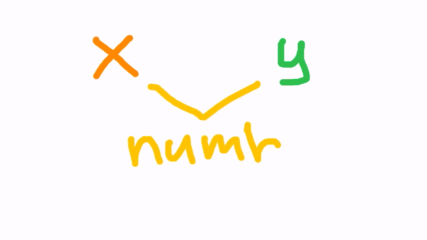So, for example, 7 is a prime number because its only two factors are 1 and itself. They multiply to give you the product of 7. These are the only two numbers that 7 can be evenly divided by.